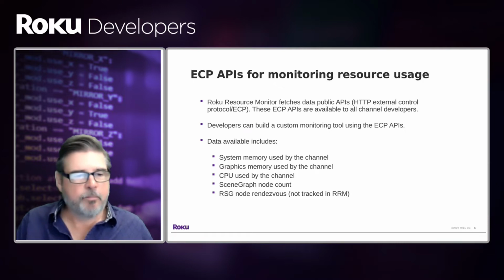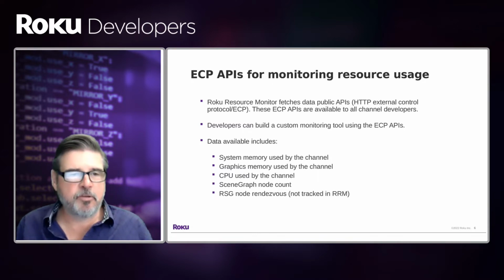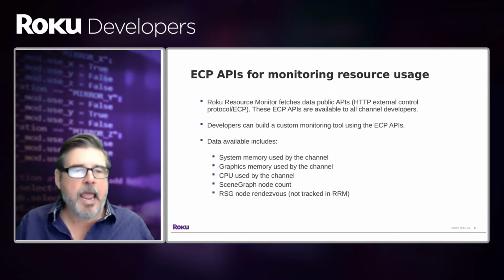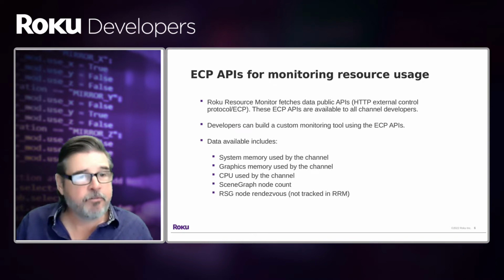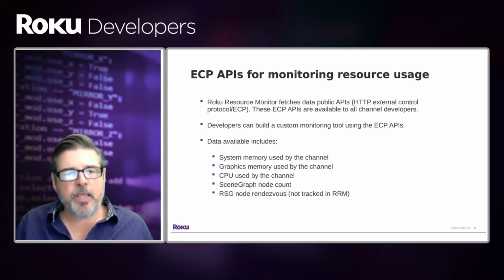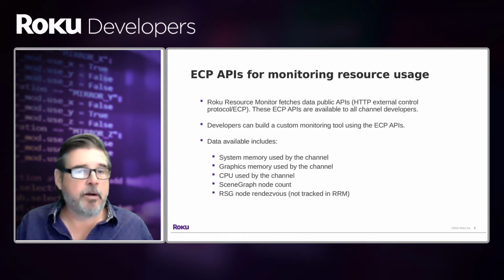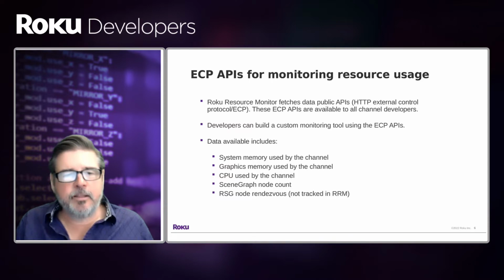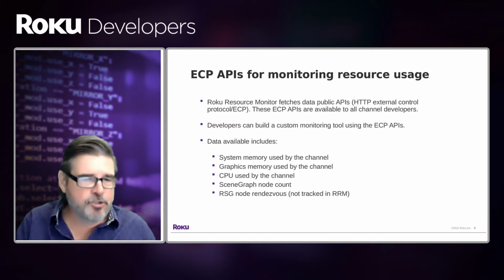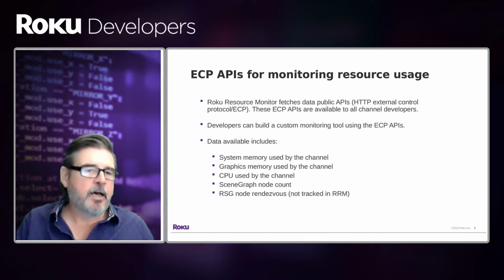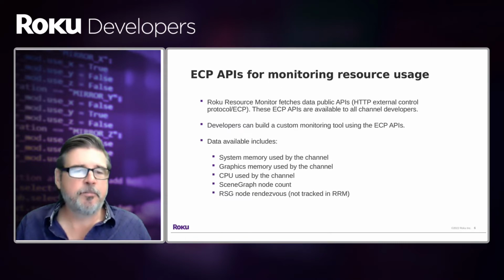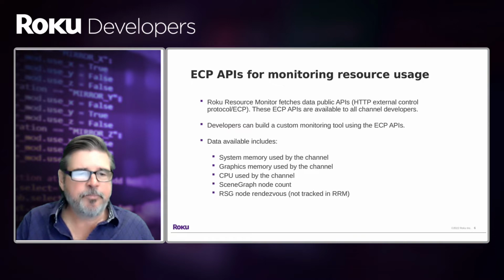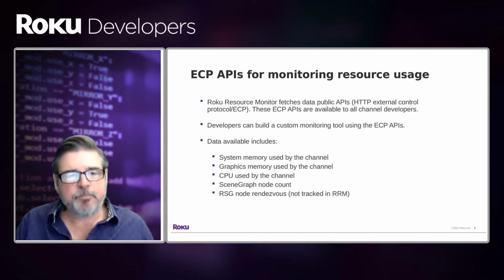You can also go into a web browser or curl or wget and hit that URL, and there are various options on these commands that you can get additional data or different data. And again, that's all publicly documented, so I recommend looking at the public documentation. So what is the data that it returns? Memory use is a big one, definitely tracks that. System memory use, also graphics memory used by the channel, CPU used by the channel, the scene graph node count.